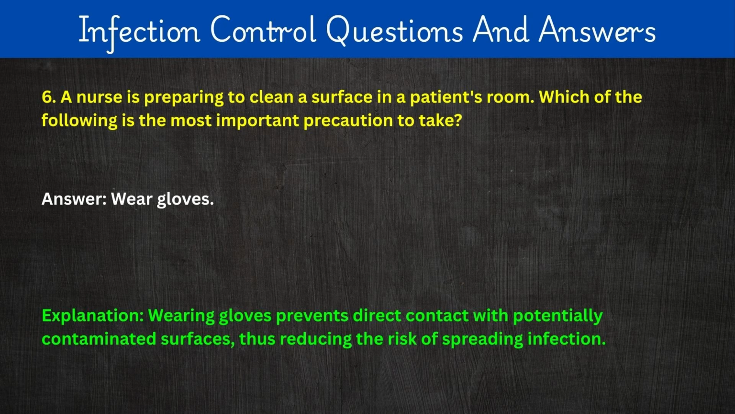6. A nurse is preparing to clean a surface in a patient's room. Which of the following is the most important precaution to take? Answer: wear gloves. Explanation: wearing gloves prevents direct contact with potentially contaminated surfaces, thus reducing the risk of spreading infection.